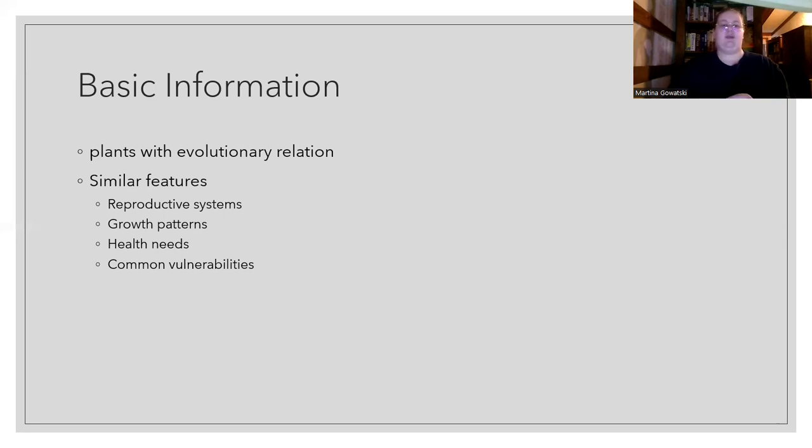Growth patterns would be things like how long it takes to grow and what specific stages of the growth pattern look like. Health needs would be things like how much water the plants need and how much of specific nutrients, such as nitrogen, are needed. Common vulnerabilities would be things like common pests or vermin that are especially attracted to that specific plant family.